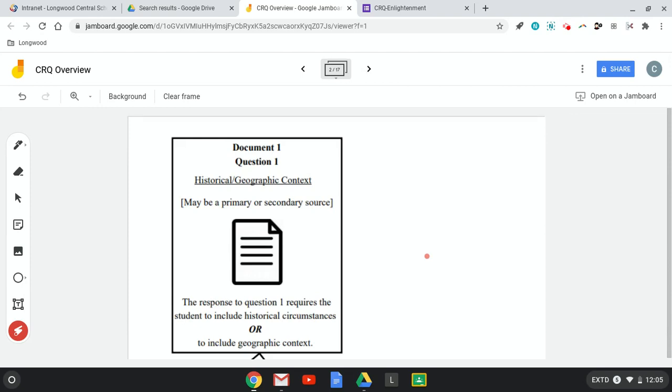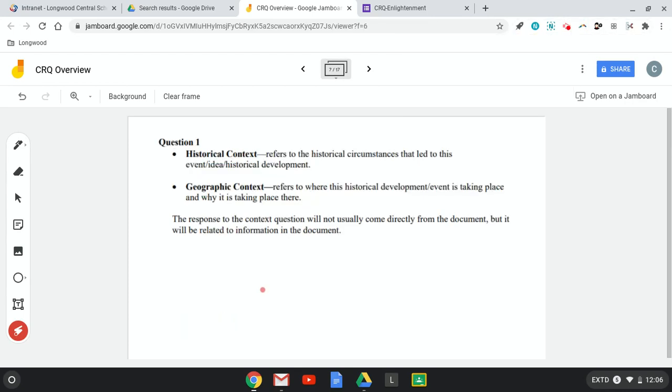The first question is always going to ask you the same thing. It's either going to be historical or geographic context. So we're going to take a look at what that means. The first question is always asking what the historical or geographic context is behind the document you are looking at. Historical and geographic context are similar in meaning, but you're looking at the historical circumstances versus the geographic ones, depending on what they ask you.